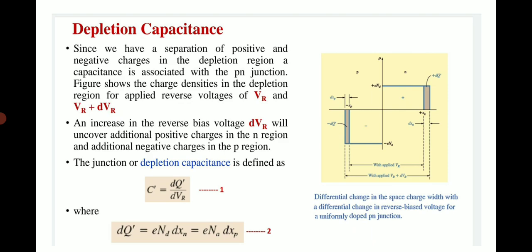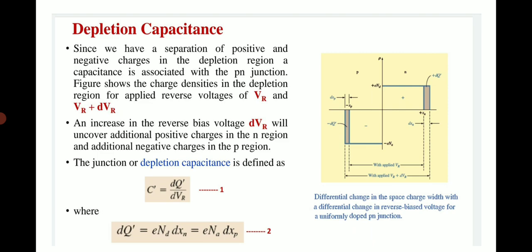The figure shows the charge density in the depletion region for an applied reverse voltage of VR and VR plus dVR. The applied voltage is VR, and then VR plus dVR, where dVR is the increase in reverse bias voltage. An increase in the reverse bias voltage dVR will uncover additional positive charge in the N region and additional negative charge in the P region.